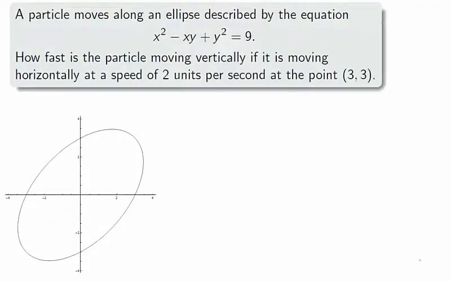Suppose a particle is moving along an ellipse. The equation relates the horizontal coordinate x with the vertical coordinate y. Therefore, we can use it to relate the horizontal rate of change with the vertical rate of change. Let's answer our questions.